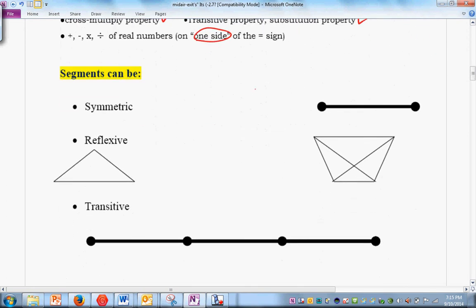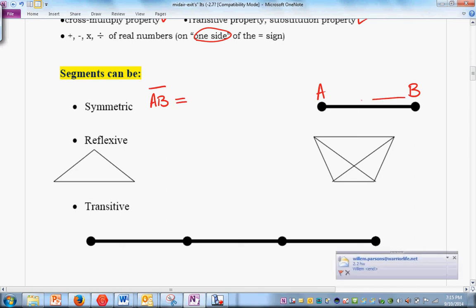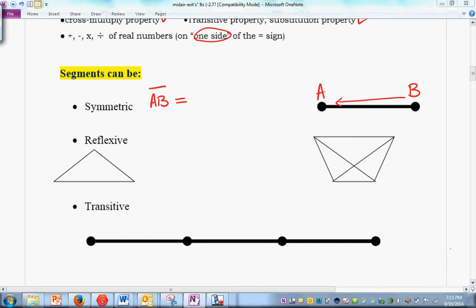Now, properties of segments include this. Segments can be symmetric, which means if you have segment AB, it's congruent, going the other way, to BA. That's called symmetric.